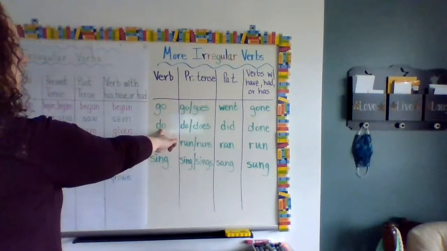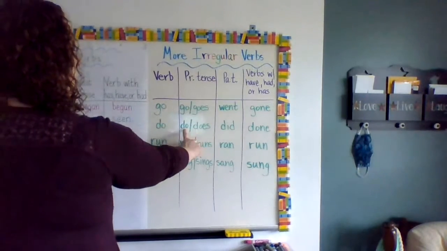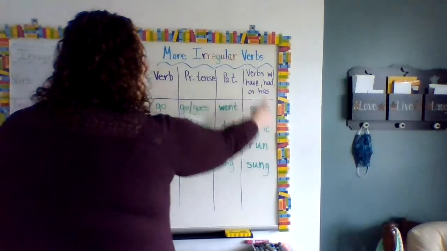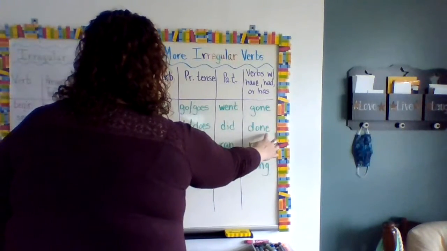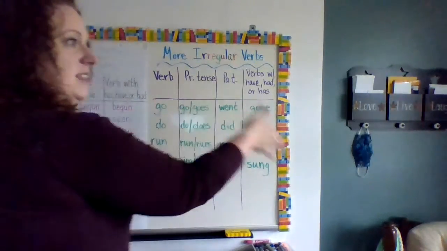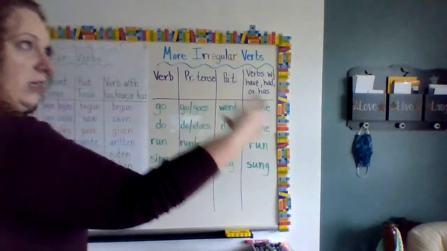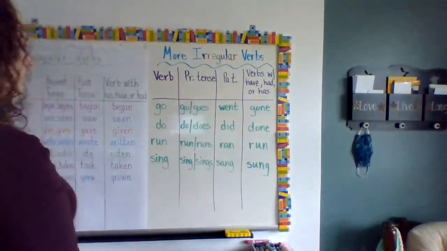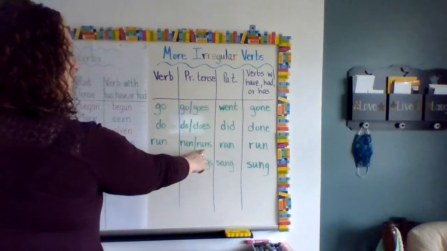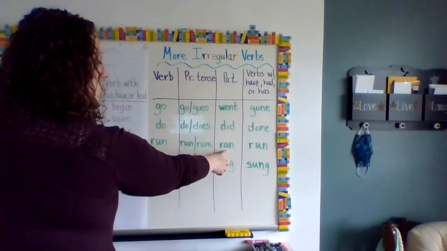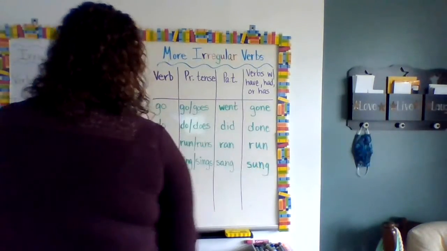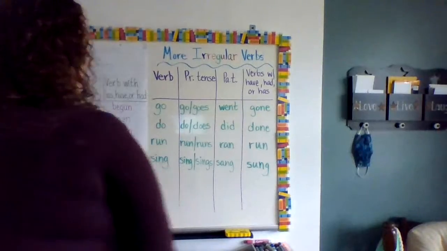Another word, do. The verb is do. Present tense would be do or does. Past tense, did. Verbs with have, had, or has before would be done. So, has done. She has done her homework. Okay? The verb run. Present tense would be run or runs. Past tense would be ran. Verbs with has before it would be run. And the same with sing.